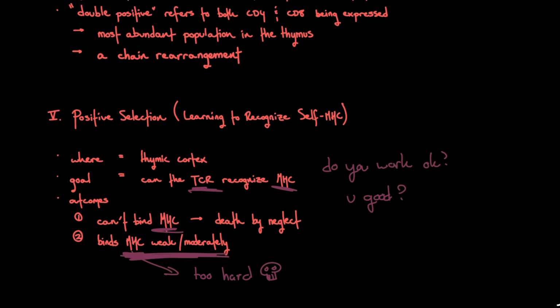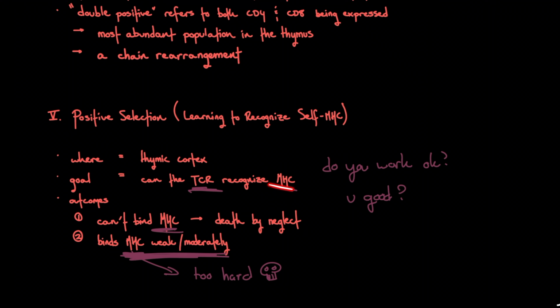We're going to talk a lot about MHC later down the road, but remember, this is the self marker. So this determines if it just binds to the receptor that it needs to. Does it work okay? Are you good? If it can't bind MHC, if it can't recognize this protein, then we get rid of it. If it binds weakly or moderately, then that's totally fine. But if it binds too hard, that's a signal of autoreactivity. So with this step, we want more of a Goldilocks zone. Not too little, not too much, just right.